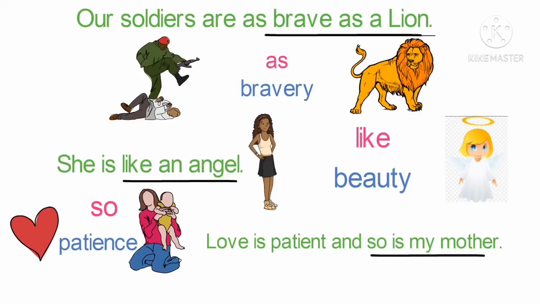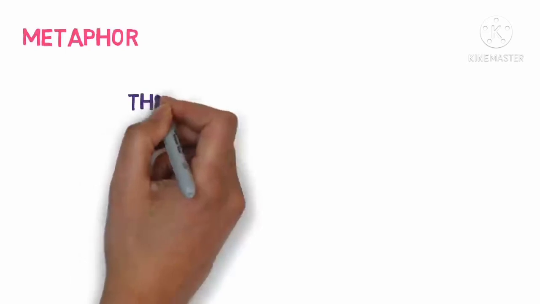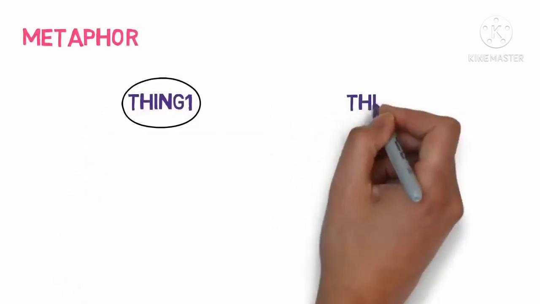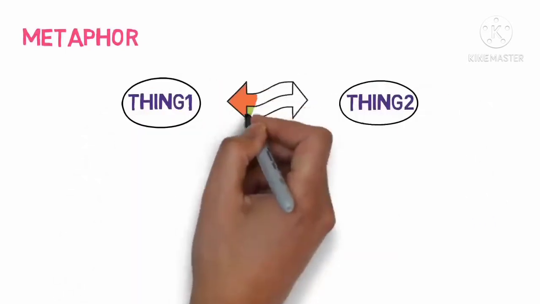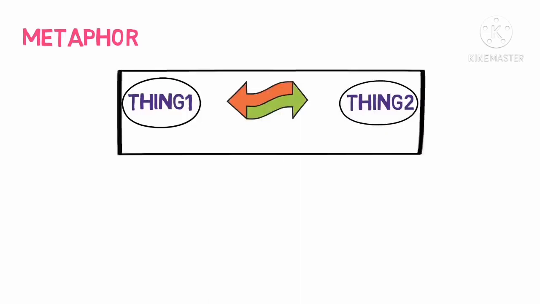Now let's look into the next type of figure of speech, metaphor. A metaphor is a figure of speech that uses comparison between two unlike things. These two things must have one thing in common. Now you might be thinking, in simile also we said the same thing. But there is a difference between both of them. While in simile, we use words as, so or like while comparing two things, here we do not use that.